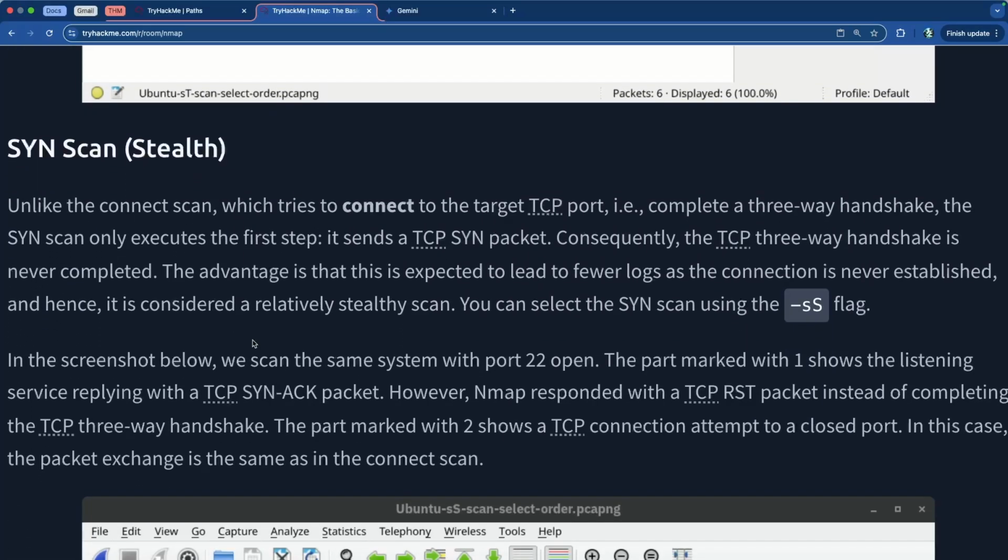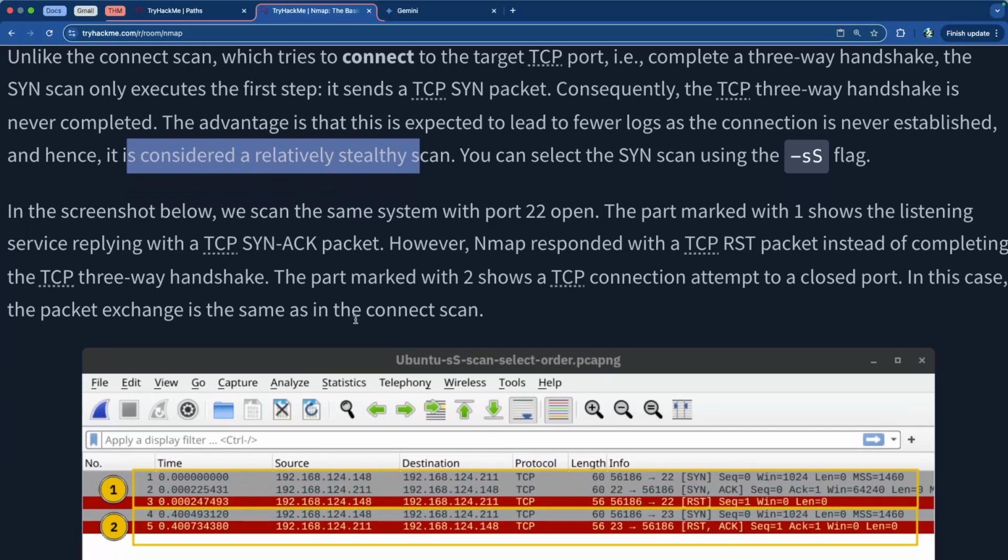If you're not trying to raise a lot of noise, but you're trying to see if the port is open, typically a SYN scan will actually do the job. Unlike the connect scan, which tries to connect to the port, completing that handshake, the SYN scan only executes the first step, meaning it just sends that SYN packet, and the three-way handshake is never completed. The advantage is that it's expected to lead to fewer logs as the connection is never established, and hence it's considered a relatively stealthy scan.